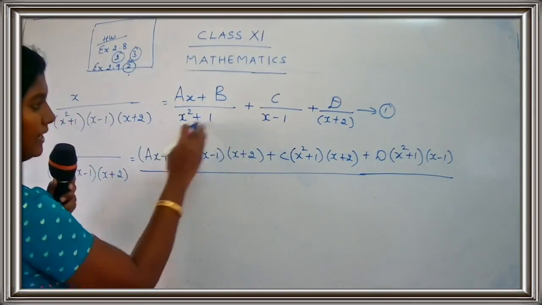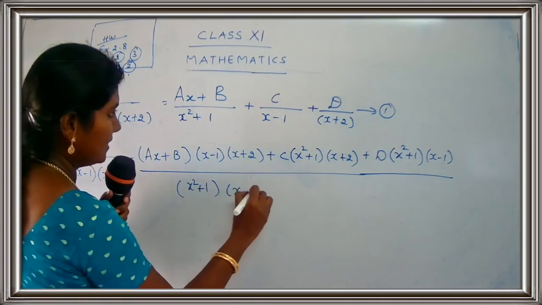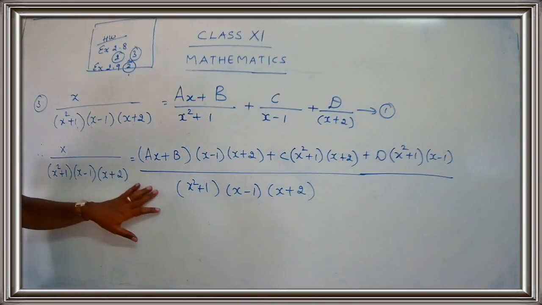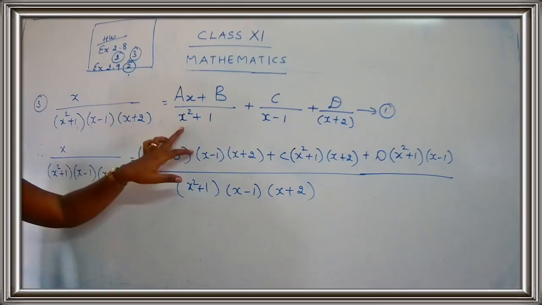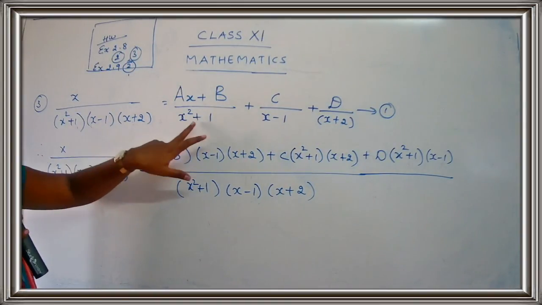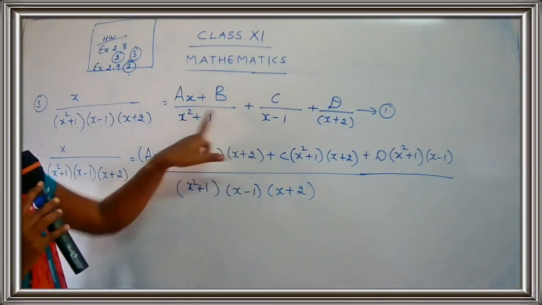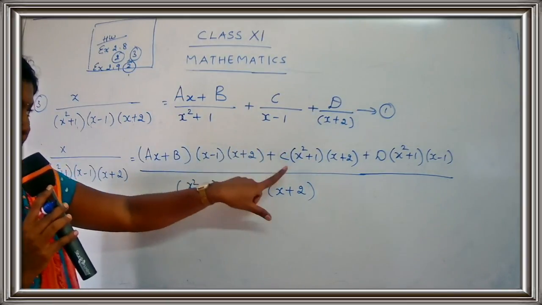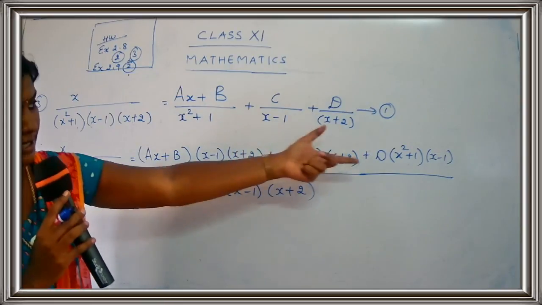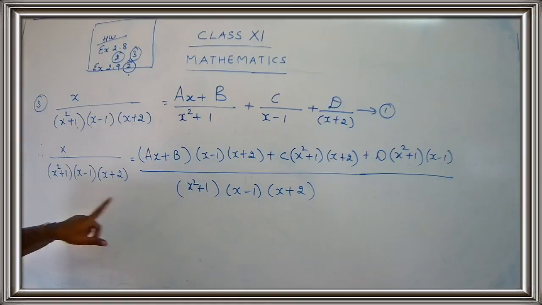Now I'll write down all the denominators together: x square plus 1, x minus 1, x plus 2. I hope you're clear. We have already done this type of sum in our 10th standard, children, when we did our third lesson. So for ax plus b, x minus 1, x plus 2 was missing, so I multiplied by that term. Here x square plus 1, x plus 2 was missing, so I multiplied by that term. And for d, x square plus 1 and x minus 1 were missing, so we multiplied. Now we got a common denominator on the LHS and the RHS.